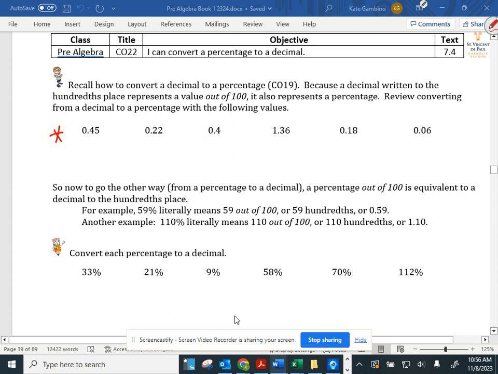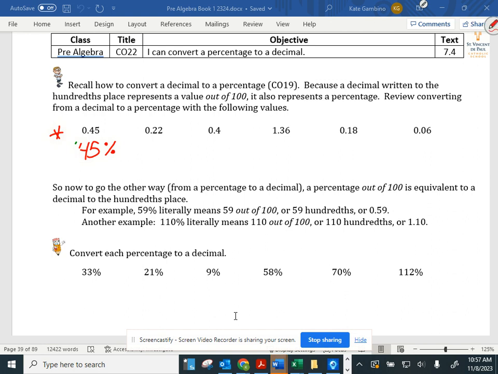What is 45 hundredths? What percent? Claire? 45%. I've had some friends who put that percentage sign in the front. Percentage signs don't go in the front. Make sure that percentage sign is going at the back of your number.